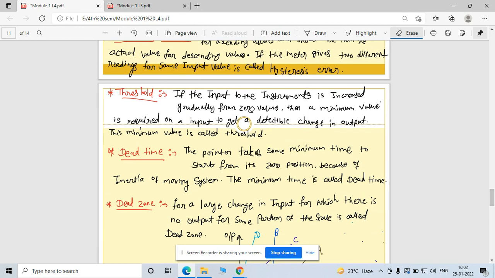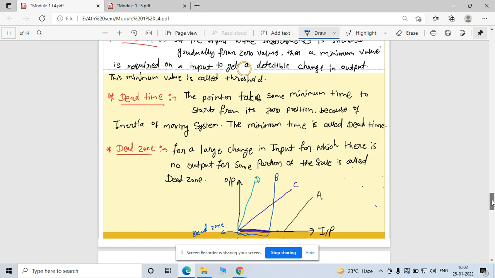Now the threshold value: if the input of the instrument is increased gradually from zero, then the minimum value required on the input to get a detectable change in output is called your threshold. Whatever input you are giving, until you get an output, the condition up to that point is where you can say your threshold starts. I will show this to you later, okay.